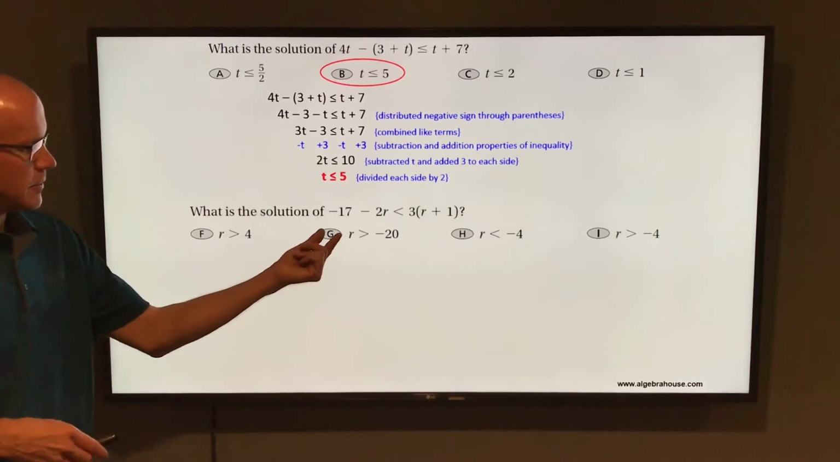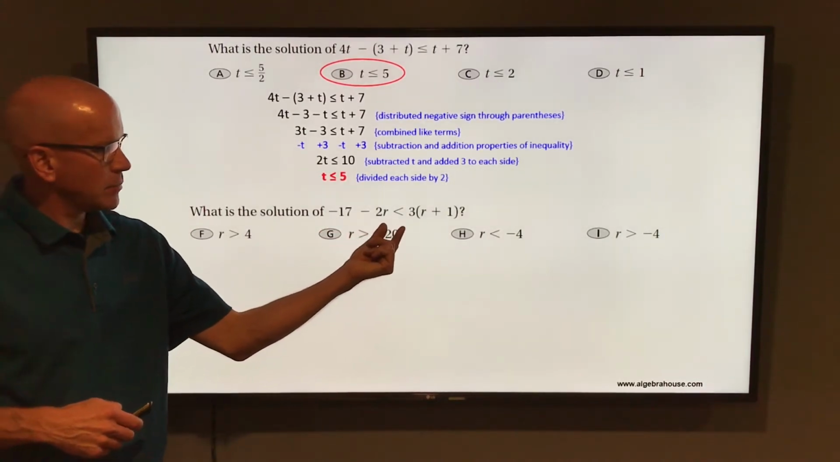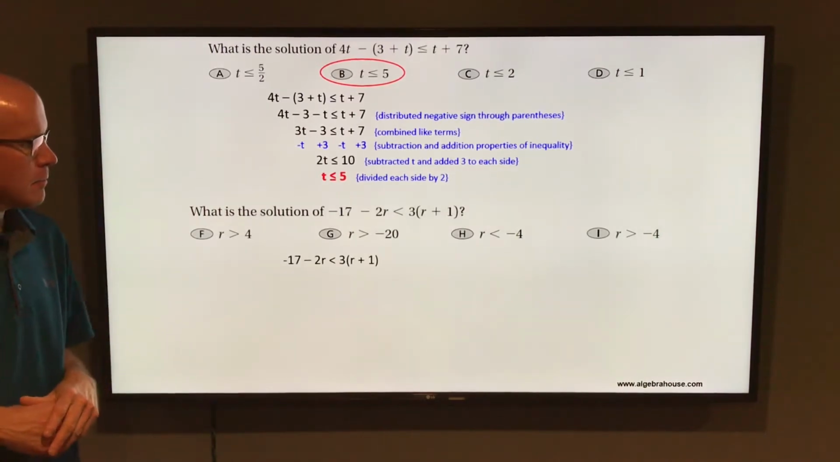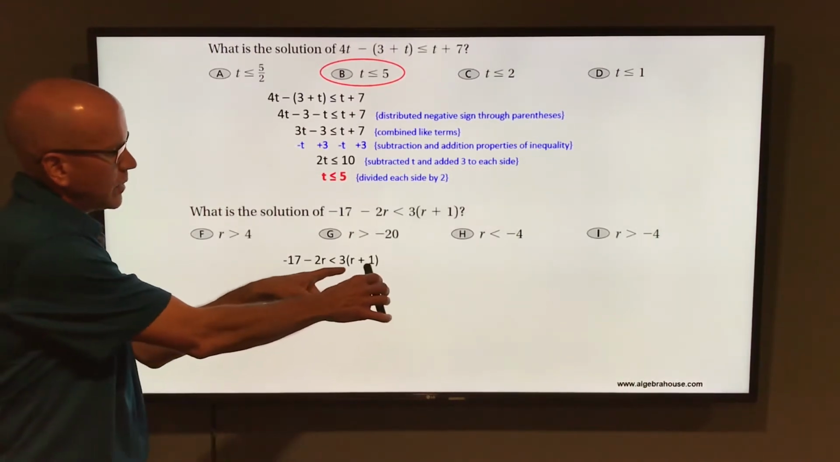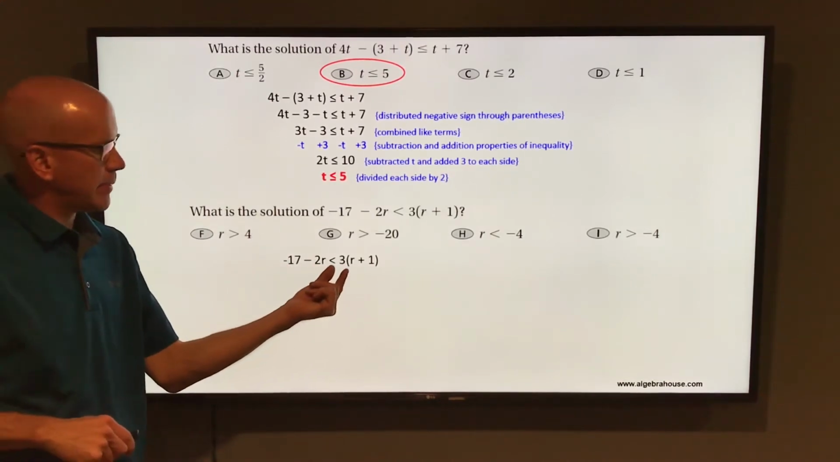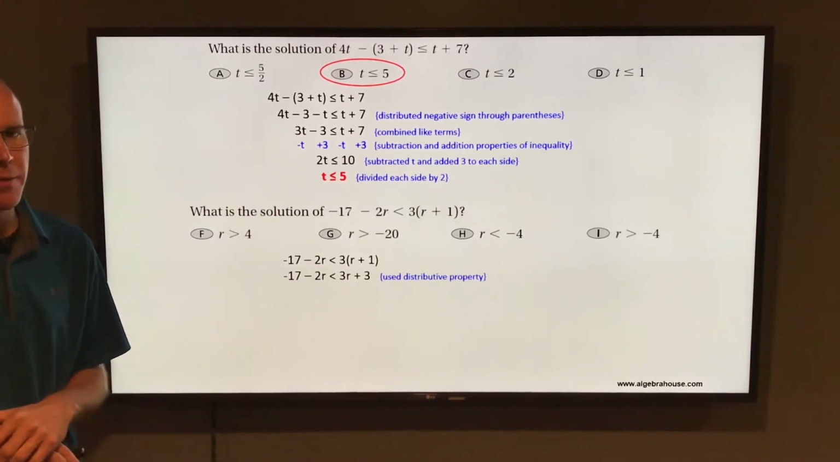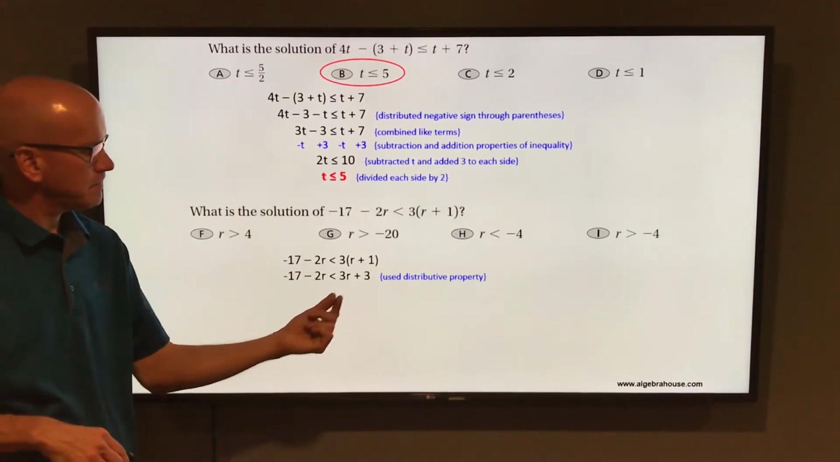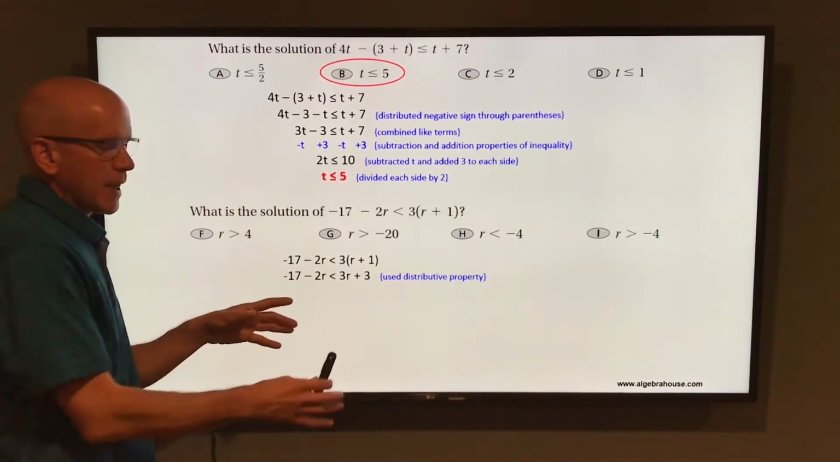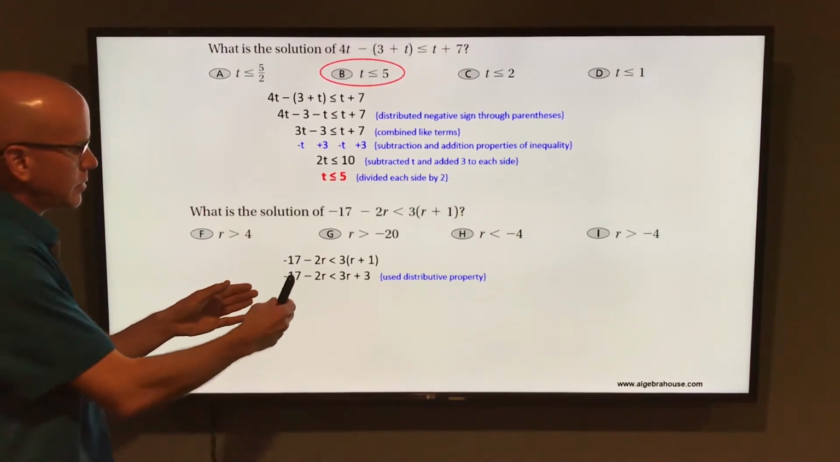Next, what is the solution of negative 17 minus 2r is less than 3 times the quantity r plus 1? Once again, we have parentheses that we need to get rid of first. So to do that, use the distributive property. Take 3 times r plus 1. That would be 3r plus 3. Again, try to keep your r positive. You don't have to, though. You could do any of 4 things.